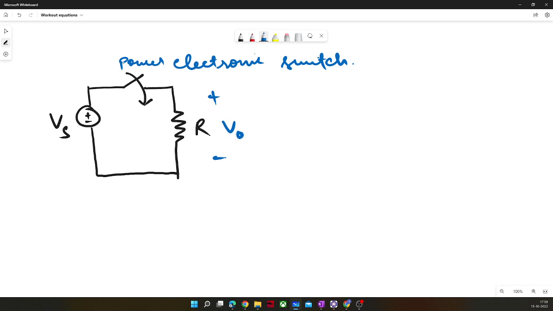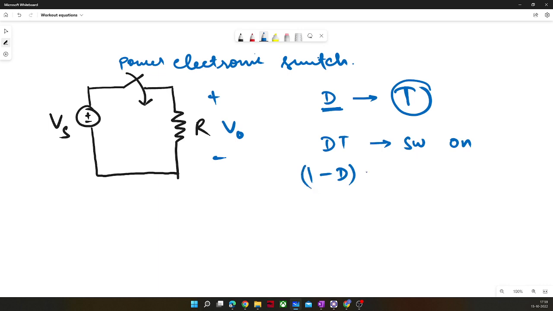So let us say this switch is on for D times of, let's say, a time period of T. D portion of the time period T is the moment for which this switch is conducting. So let us say DT is the period for which the switch is on, and (1 minus D) into T is the period for which the switch is off. This scenario would be familiar, I guess, if you have studied any buck converter. So this is similar to that.